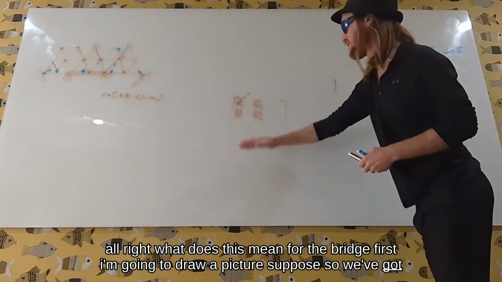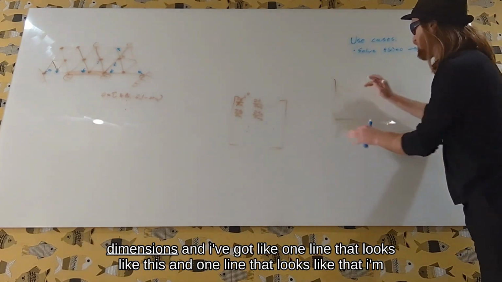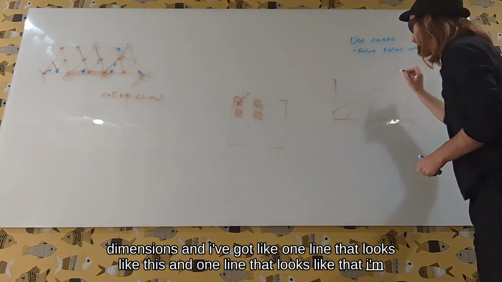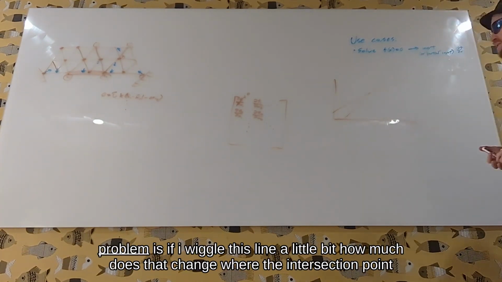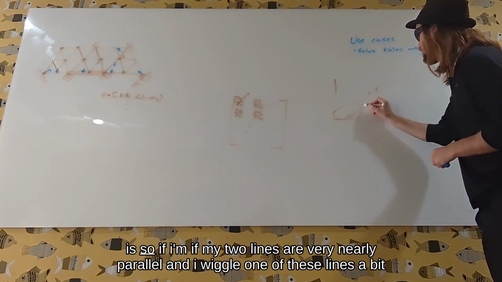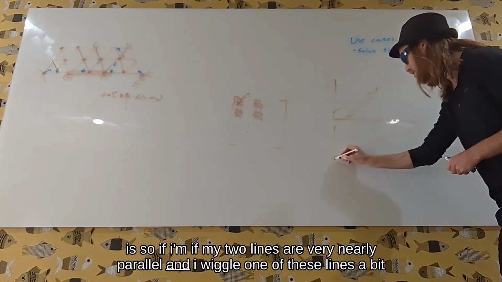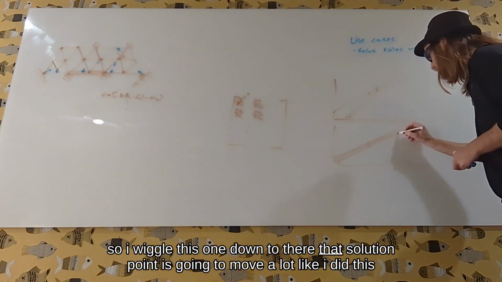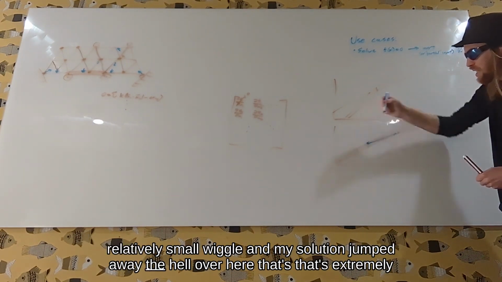Suppose we've got this giant system of linear equations represented by the matrix. Let's imagine that we're in 2 dimensions. And I've got one line that looks like this and one line that looks like that. I'm trying to find their intersection point, right? An interesting question I might ask about this problem is if I wiggle this line a little bit, how much does that change where the intersection point is? So if my 2 lines are very nearly parallel, and I wiggle one of these lines a bit, so I wiggle this one down to there, that solution point is going to move a lot. I did this relatively small wiggle and my solution jumped way over here.